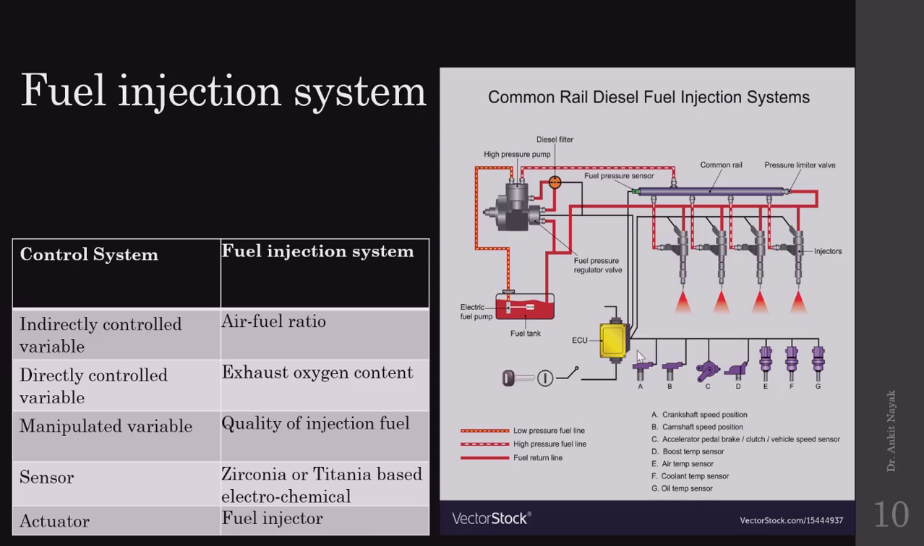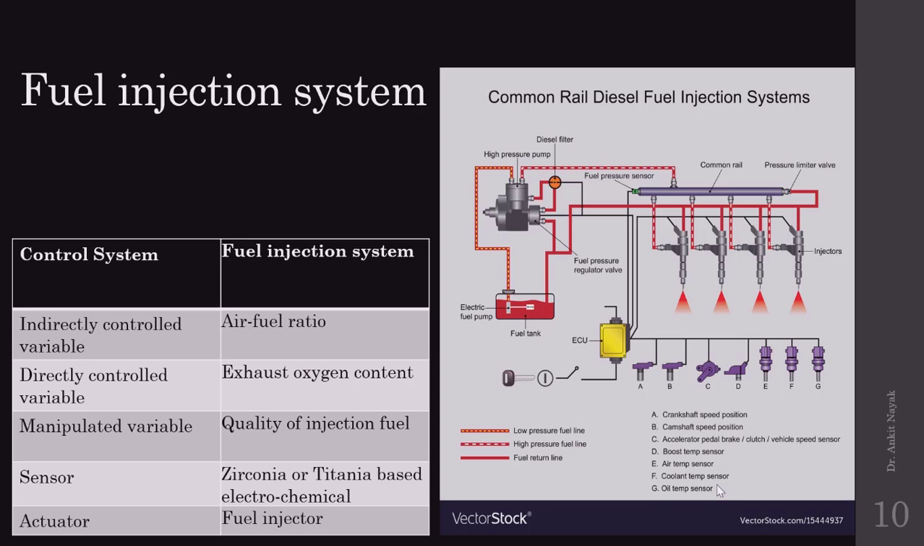We have to measure the crankshaft speed and position to ensure the proper burning or proper ignition of the fuel. Then the camshaft speed and position, we also require to measure. Then accelerator pedal, brake, clutch, vehicle speed sensor. These are the different variables associated with things like the brake, clutch, and vehicle speed, etc. Then boost temperature sensor, air temperature sensor, coolant temperature sensor, and oil temperature sensor.